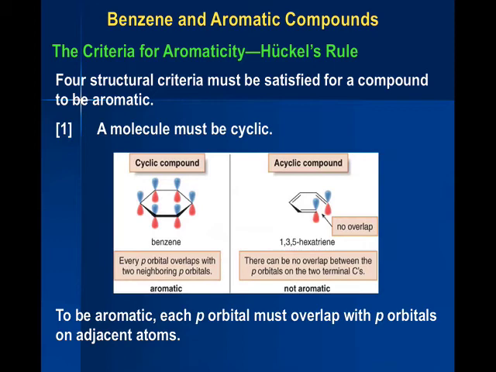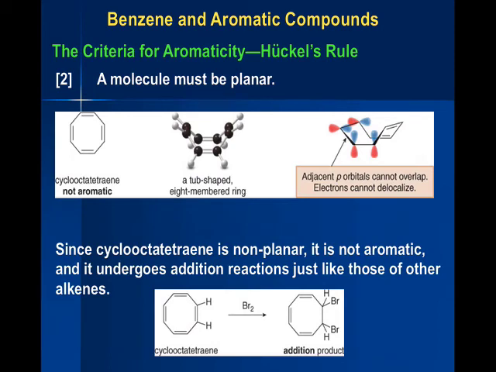Even though it has 6 carbons, 3 double bonds, and everything's sp2 hybridized, it's not cyclic. You're not going to have these orbitals overlapping because there's no bond between here to hold them close together. Basically, this tells us that each p orbital must overlap with the p orbitals on adjacent atoms. The second rule: the molecule has to be planar in reality. I'll add that.